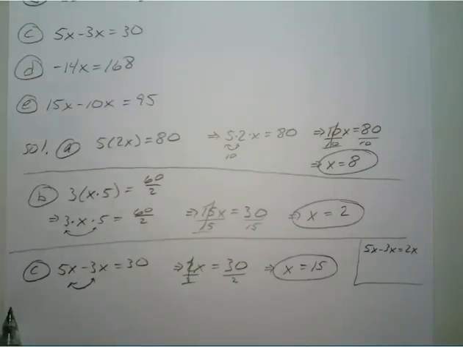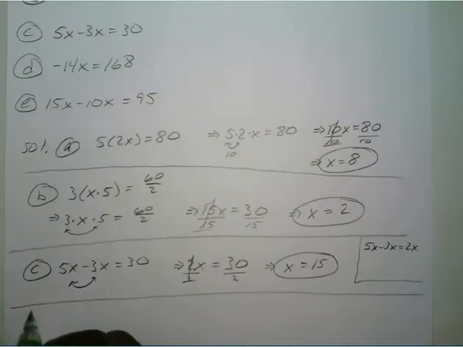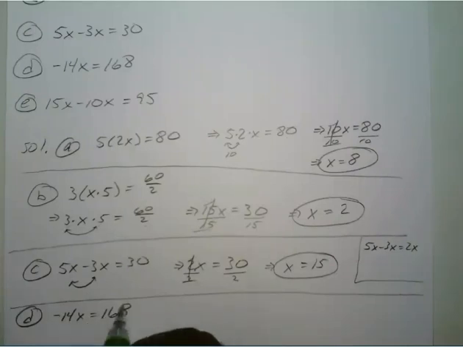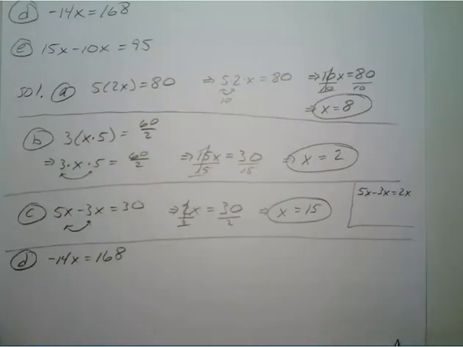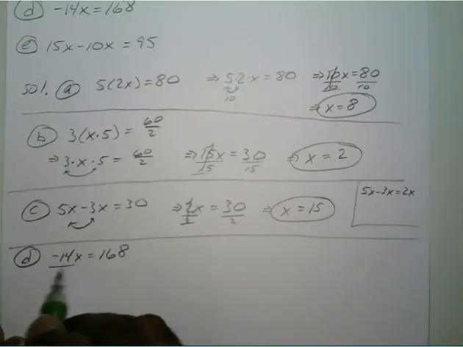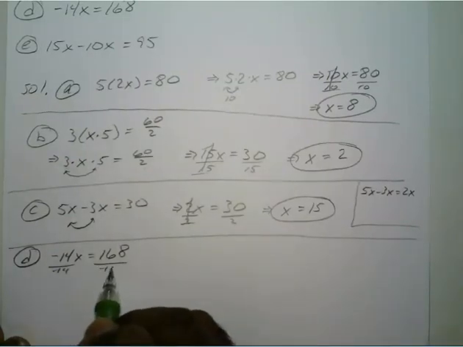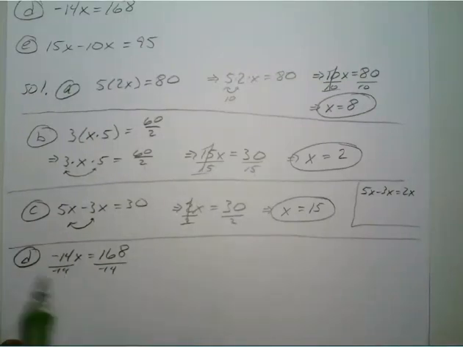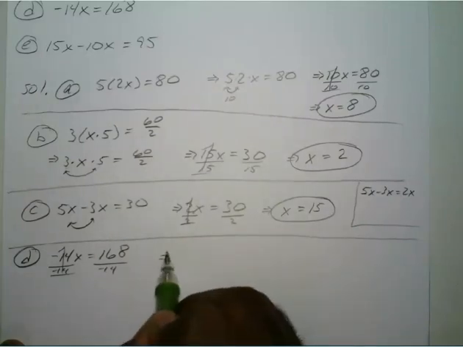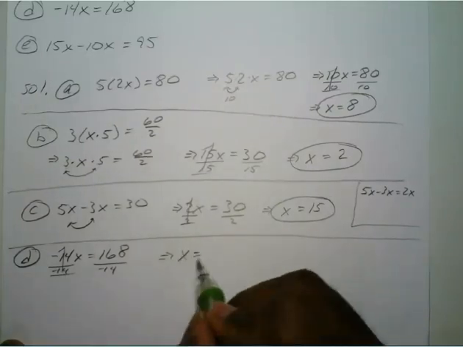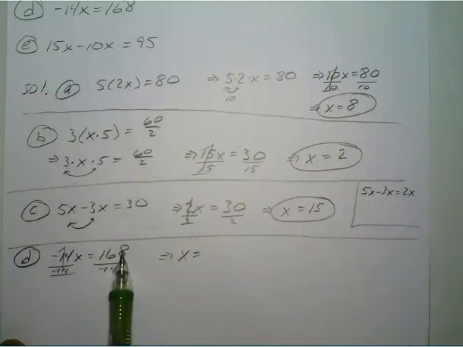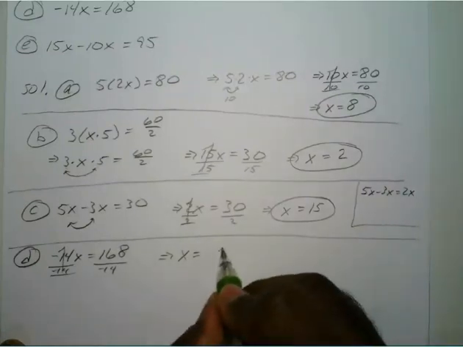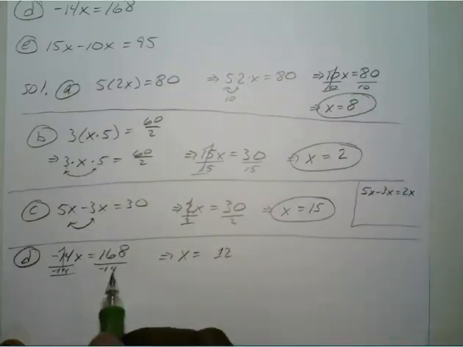Okay. Now for problem D, there are no real extra steps. You have negative 14x equals 168. Okay. So with that, you just divide both sides by negative 14. You don't have to do anything extra. So negative 14 divided by negative 14, any number divided by itself is just 1. So on the left side of the equal sign, you have x is equal to 168 divided by negative 14. Now 168 divided by 14 is 12. Positive divided by a negative is negative.